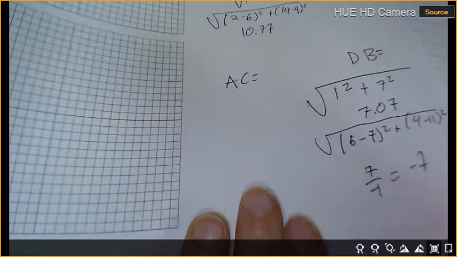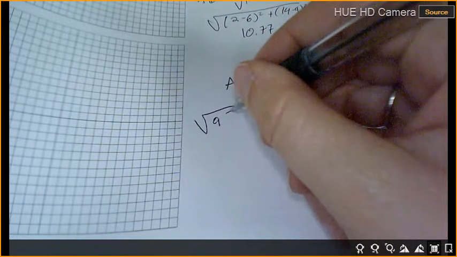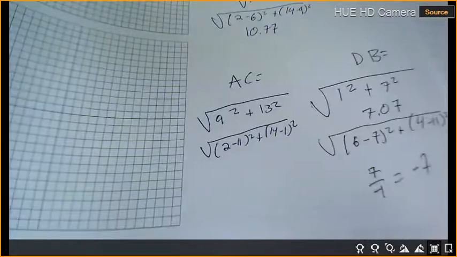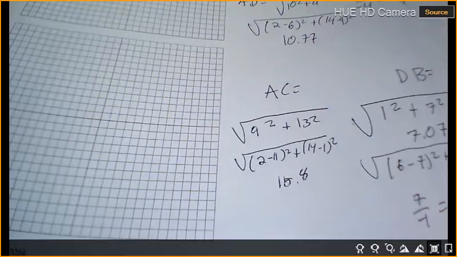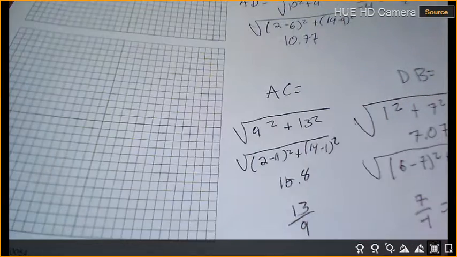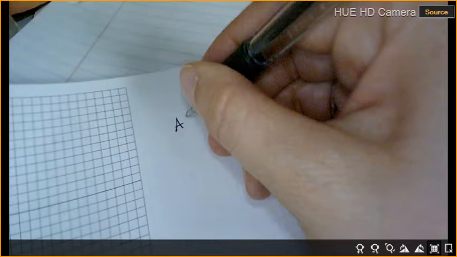And then A to C, I'm going to do the same thing. We've got 9 squared plus 13 squared, or the square root of 2 minus 11 squared plus 14 minus 1 squared. And we get 15.8. And we get 13 over 9 is our slope. Okay? So last but not least, we've got to figure out the midpoints. And I've run out of room, so I'm going to do it on this side. Yep, it says it right there on your review. And you had to do it on your quiz as well.